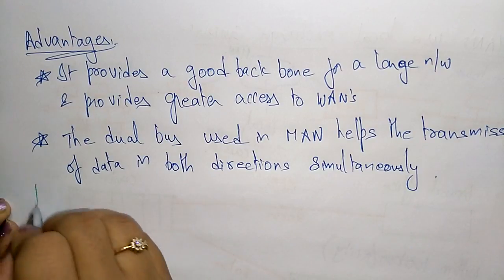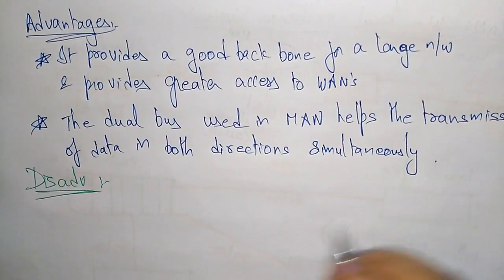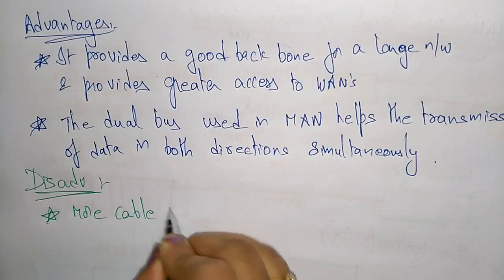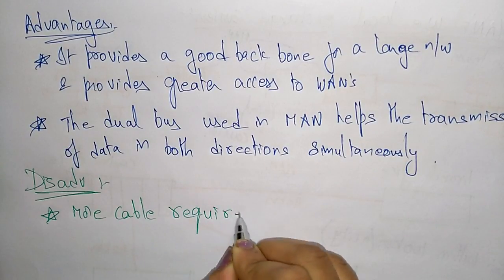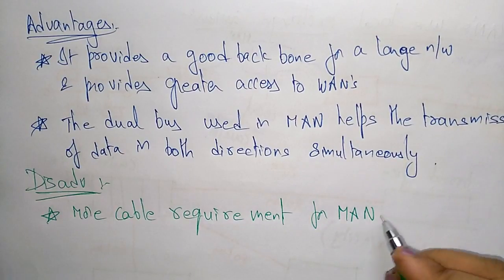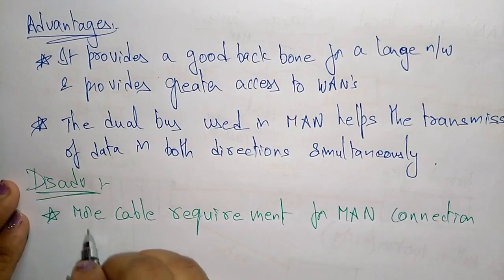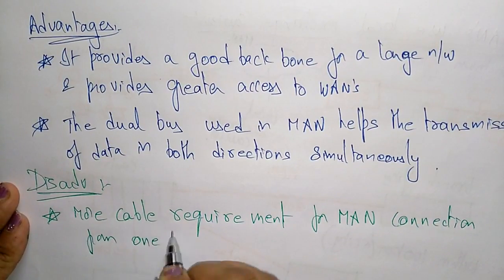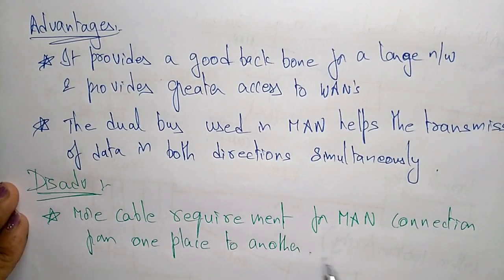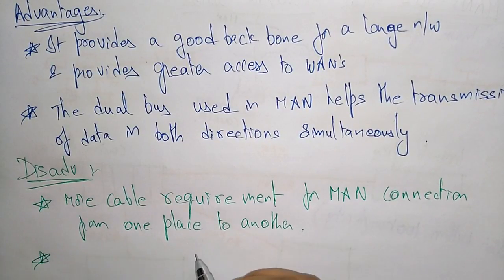Now coming to the disadvantages. What are the disadvantages of using a MAN? There is more cable requirement for a MAN connection from one place to another. So there is more cable required to connect one place to another. That is one of the disadvantages of using a MAN.